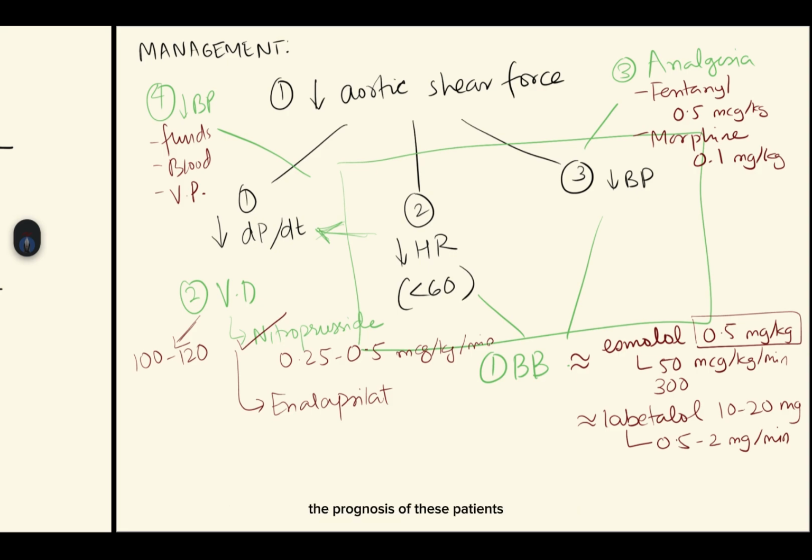The prognosis of these patients depends on what kind of dissection it is. For type A, they have a mortality of about 1 to 2% per hour immediately after the symptom onset. This is why early diagnosis matters a lot in these patients. Mortality increases significantly the longer these patients remain undetected, untreated, plus if they have any complication like pericardial tamponade, coronary artery involvement, carotid artery involvement, etc.